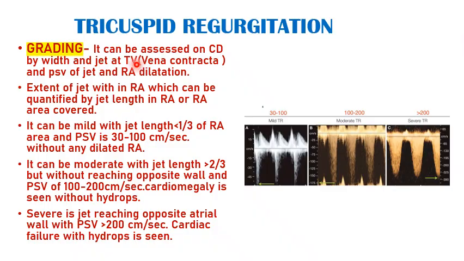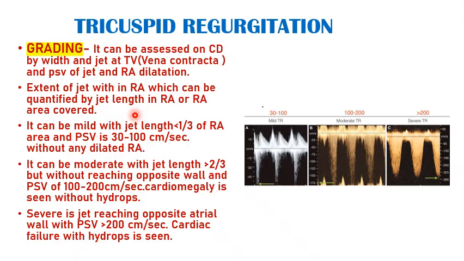Now we can grade tricuspid regurgitation. It can be assessed on color Doppler by the width of the jet at the tricuspid valve, the peak systolic velocity of the jet, and right atrium dilatation. Extent of the jet within the right atrium can be quantified by jet length in the right atrium or right atrium area covered.